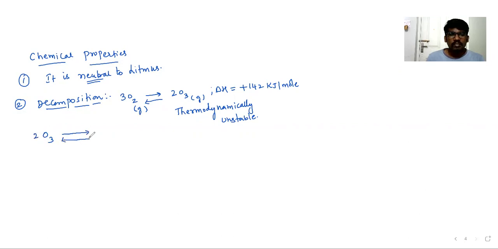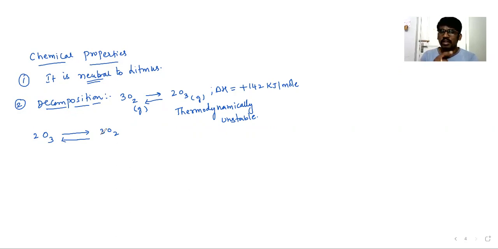It can undergo decomposition slowly. But suppose you would like to speed up the process, you have to use a catalyst, or else you can use temperature also. But slowly it can be decomposed because it is thermodynamically unstable. And the decomposition, that means the backward reaction, is also favorable.